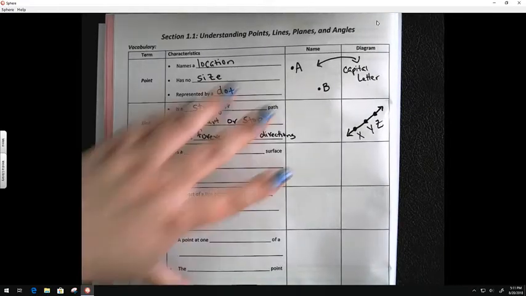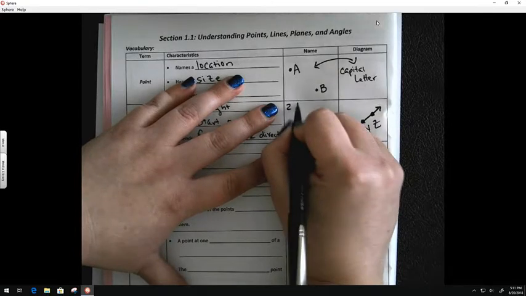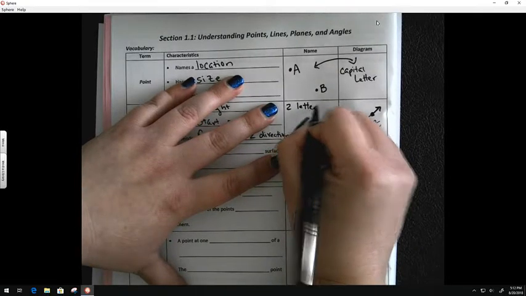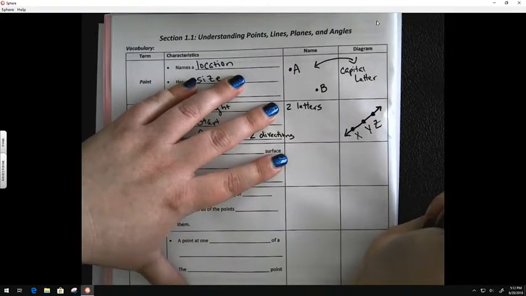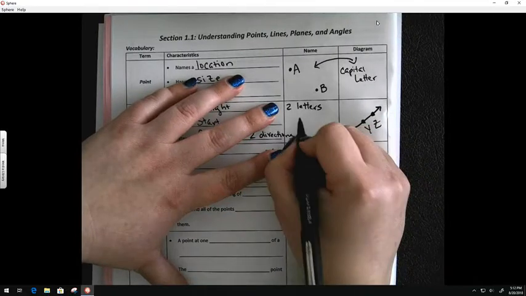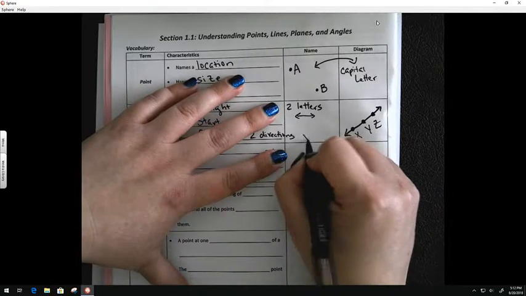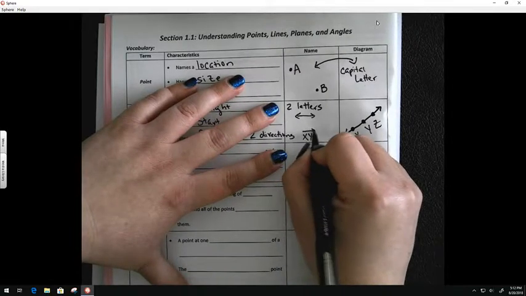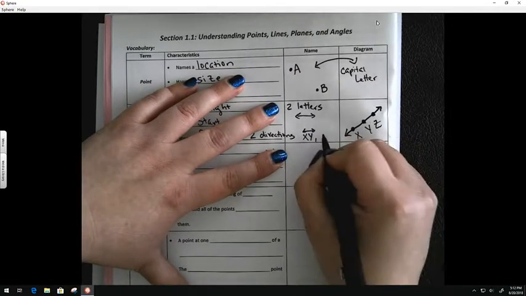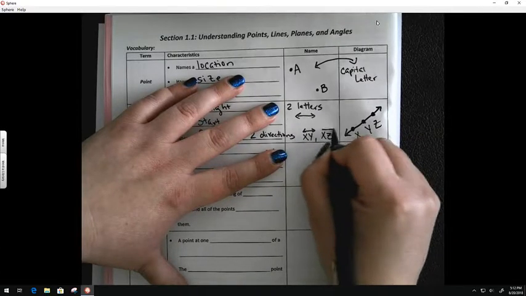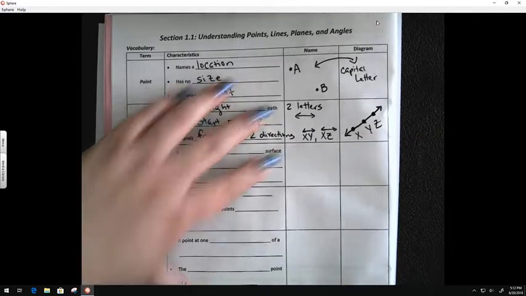When we name it, we have to pick two letters, and they have to be capital letters because they're points. All right, and it has to have the line with both arrows above it. So we could name this line XY. We could name it XZ. Or we could name it a bunch of other things as well.